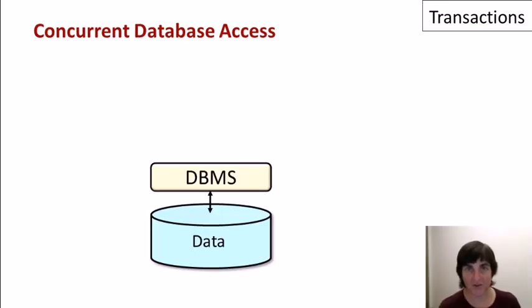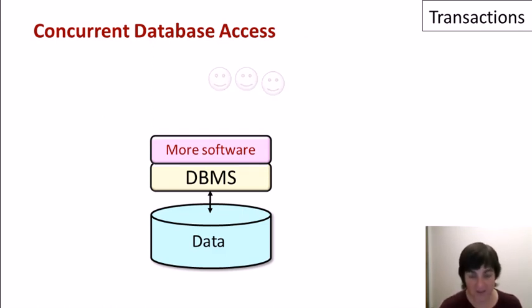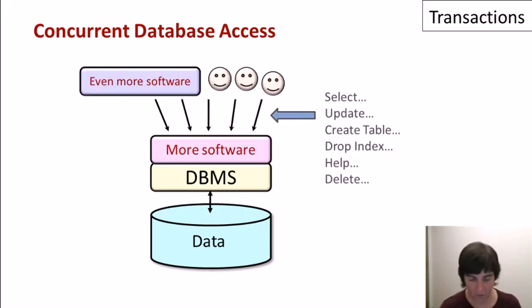Let's take a look at the software structure of how database systems are used. We have the data itself, usually stored on disk, and then we have the database management system, or DBMS, that controls interactions with the data. Often there's additional software above the DBMS, maybe an application server or web server, and then interacting with that might be human users or additional software. And the types of operations that these users or the software will be issuing to the database are the things we've looked at, such as select commands in SQL or update commands, creating tables, creating and dropping indexes, maybe a help command, a delete command.